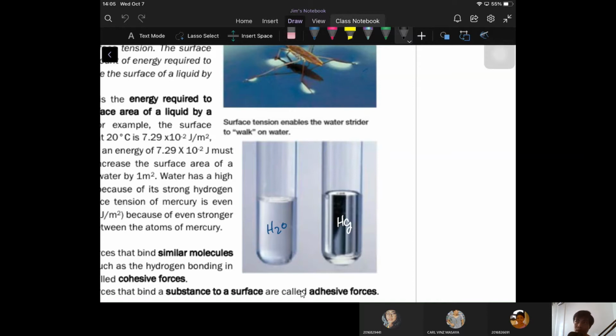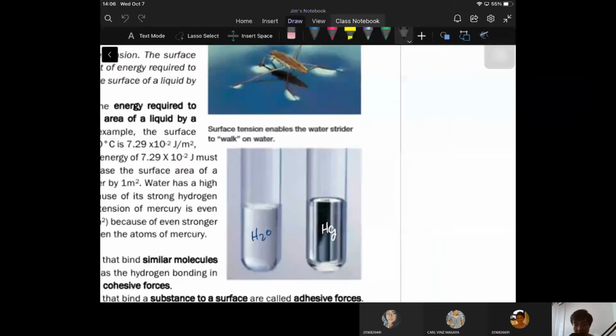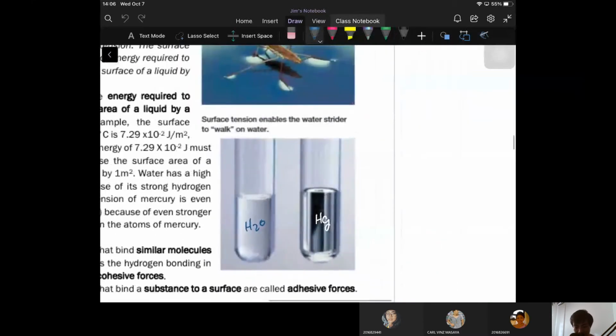So, if the molecule have the same intermolecular force with the other molecule, no, or the other substance, magdidikit sila. So, they will join. So, let's have, for example, yung water. So, tignan mo, yung water, this is polar. Glass is polar. So, what happens here is that instead na yung water ay flat, dinidikitan niya yung sarili niya kay water. So, kumbaga, nagka-curve siya padikit kay water. Yan na. Yan yung curve na.